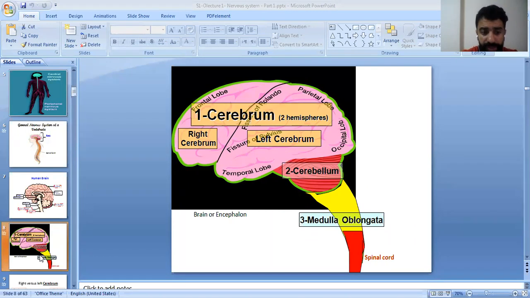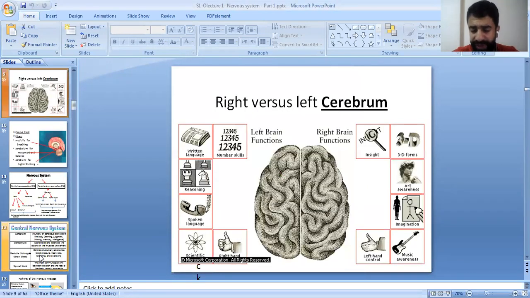So, right versus left cerebrum, the right hemisphere and the left hemisphere. The left one is related to number skills, language, reasoning, spoken language, scientific issues, and the right hand. For example, whenever you write using your right hand, your left brain is working. And the opposite is true: if you write using your left hand, your right brain is working.